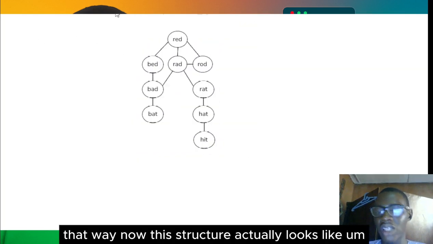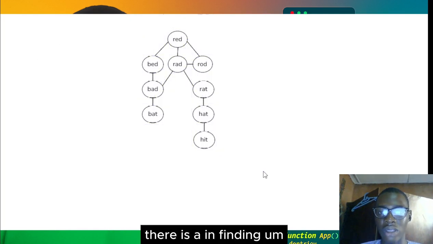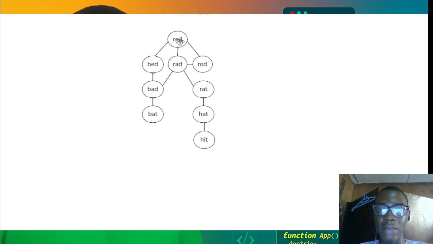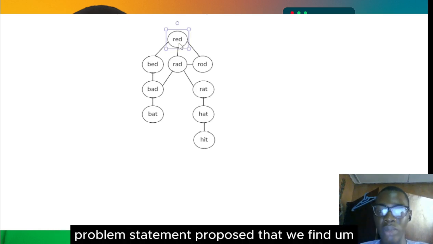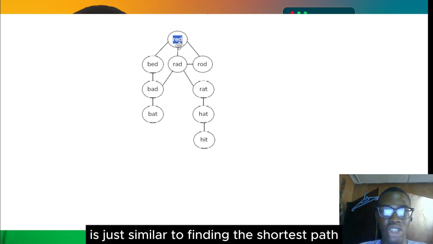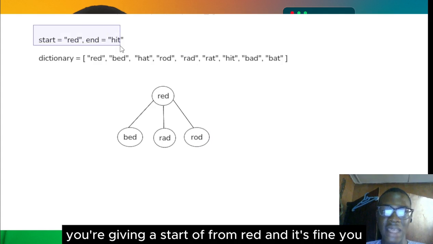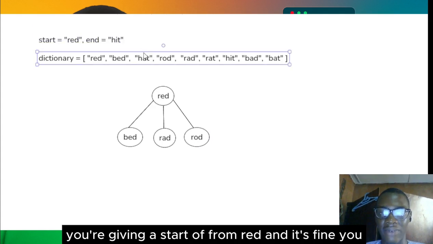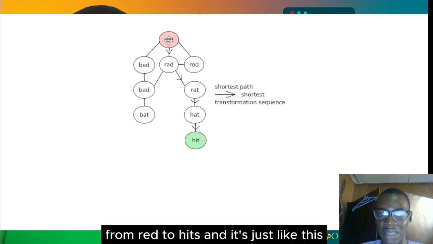Now this structure actually looks like a graph, right? So finding the shortest transformation sequence, just like the problem statement proposed, is just similar to finding the shortest path from red to hit, right? Because we are given a start of red and an end of hit. You understand? So it's just similar to finding the shortest path from red to hit, and it's just like this.